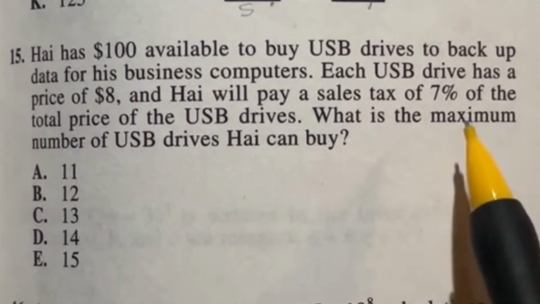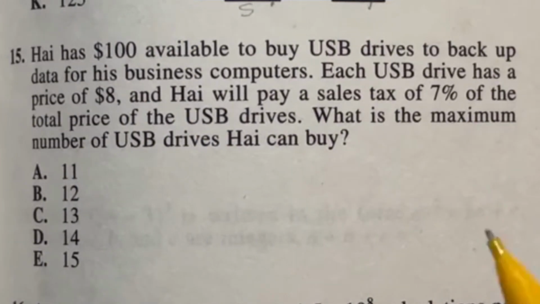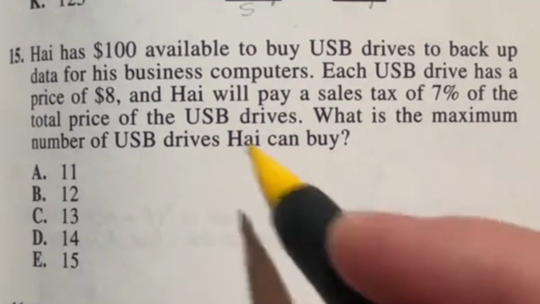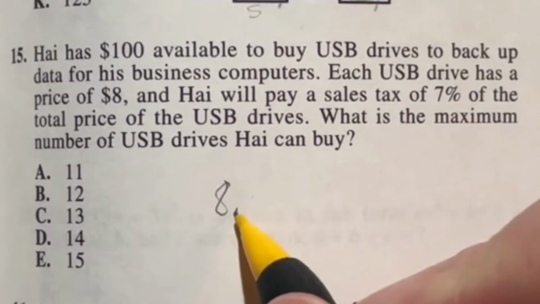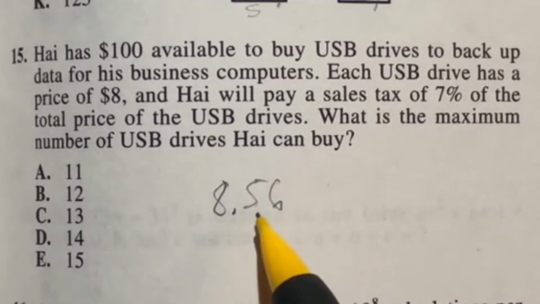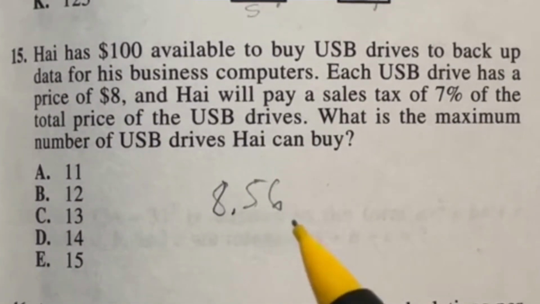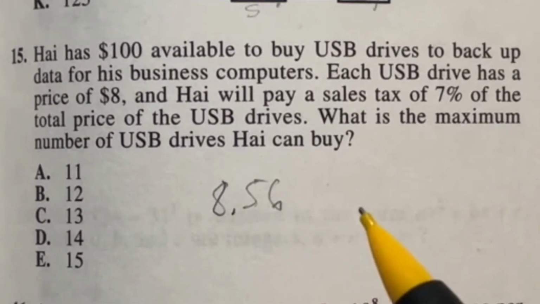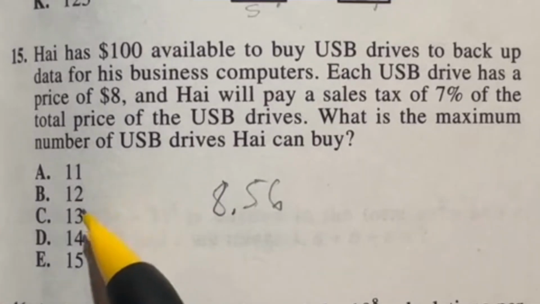Now, with a sales tax of 7%, I can do 8 times 7 to get 56 to tell me that the price of each drive is actually going to be about $8.56. All right, now I can go ahead and just guess and check with some of these answers to see what's the highest number that would work. If I do 15 times that 8.56, that's going to end up giving me $128.40. That's way high. Let's go ahead and go down to, I don't know, let's try 13.